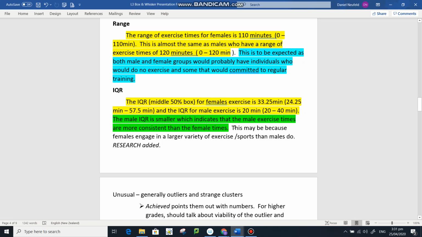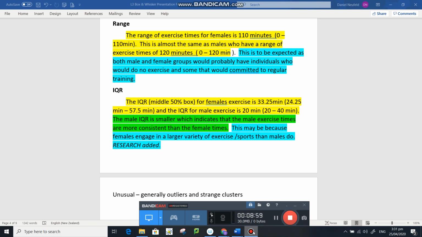Going into the why, this may be because females engage in a greater variety of sports. Might be true, might not. I definitely want a little bit of research to back that up. Again, by research, I just mean go on Google and see what they say. See if someone actually says the same thing.